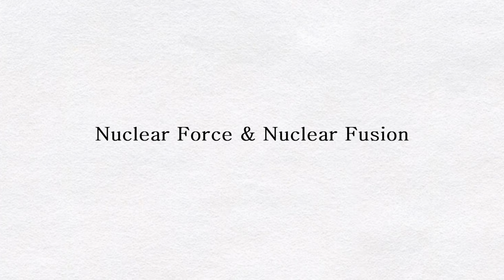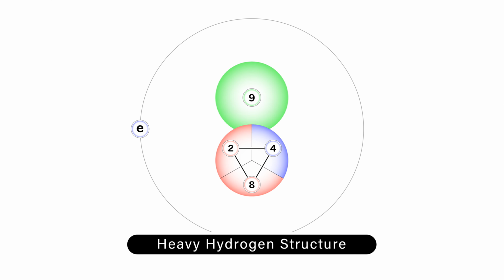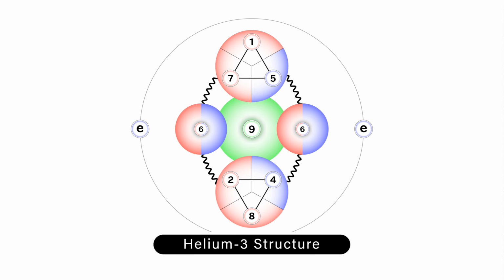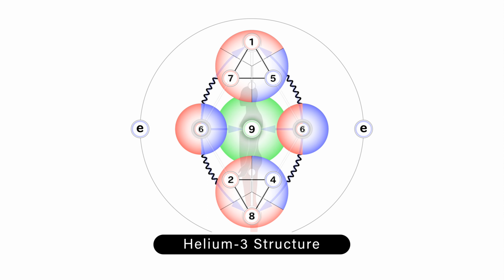Nuclear force and nuclear fusion. When a neutron is combined with a hydrogen atom, it becomes a heavy hydrogen atom. It is also called a deuterium atom. The core of a heavy hydrogen atom is composed of 1 neutron and 1 proton, and they are connected by the nuclear force. A heavy hydrogen atom can be fused with another hydrogen atom, and it creates helium-3. This fusion, which is called nuclear fusion, produces massive energy, and this is what makes the sun shine. Related to this, helium is named after Helios, the Greek god of the sun.